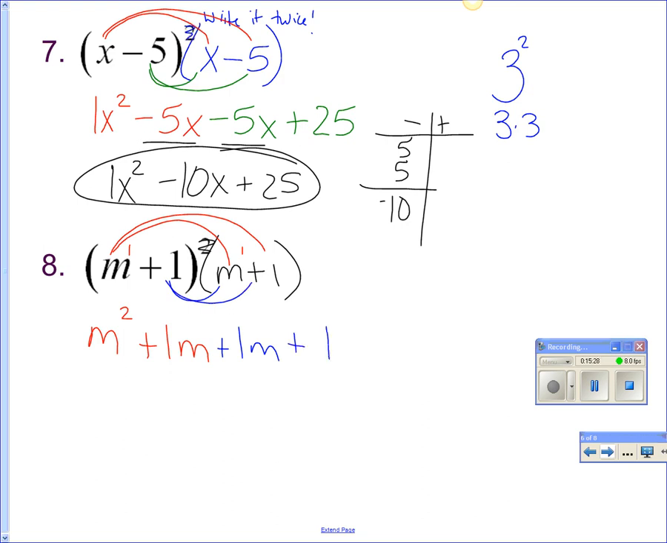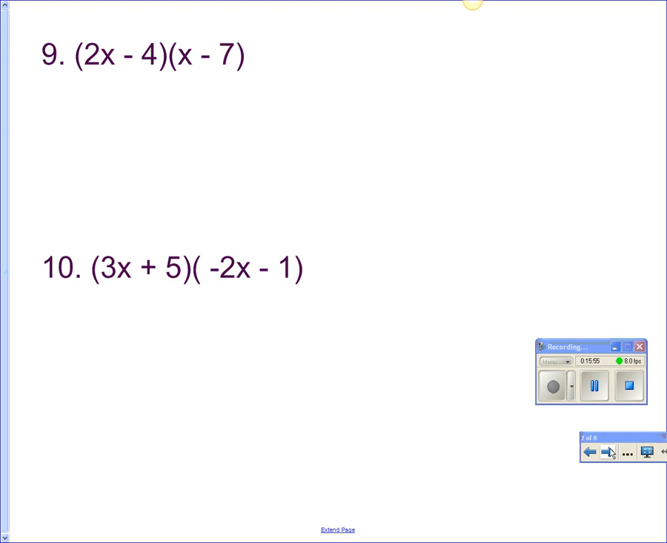Andrea, help me with my final answer. What would your final answer be? Very good, Andrea. So she put those two together. Okay. Any questions? All right, last two. Number 9, 2x minus 4 and x minus 7. 2x minus 4 and x minus 7. Last two, you need to write them down.